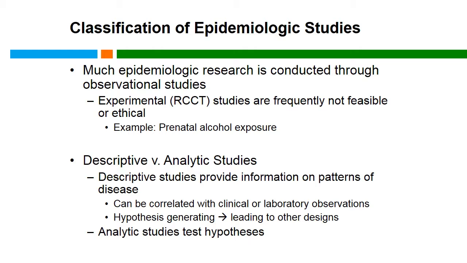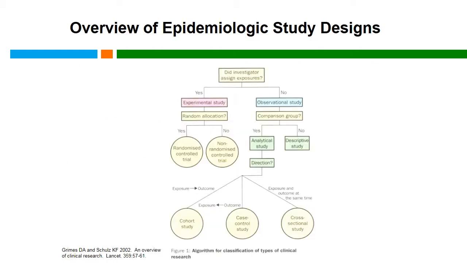So in the realm of observational studies, again, we have descriptive studies and analytic studies. Descriptive studies provide information on the patterns of disease, and these can be correlated with clinical or laboratory observations. But most often, I would argue that descriptive studies are in the realm of hypothesis generating, and that might then lead to another study design. Analytic studies are where we test hypotheses. And so that's where we're going to focus for this lecture, and where your studies are going to be focused.